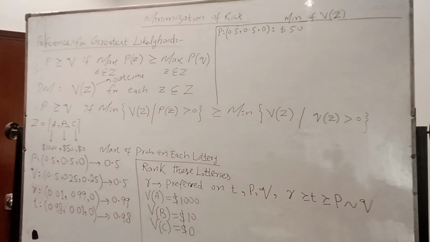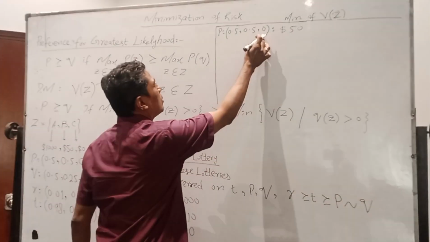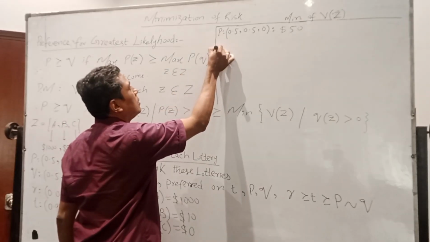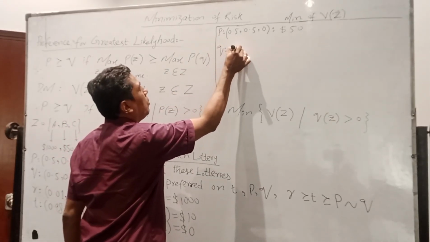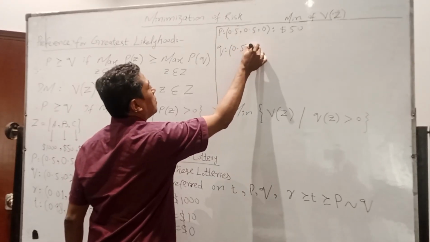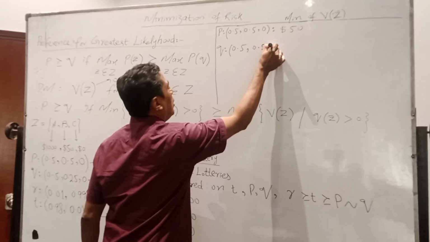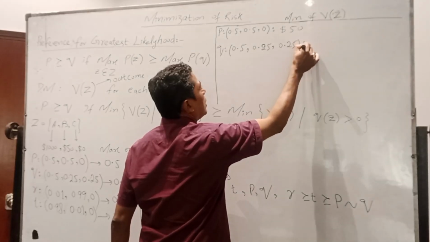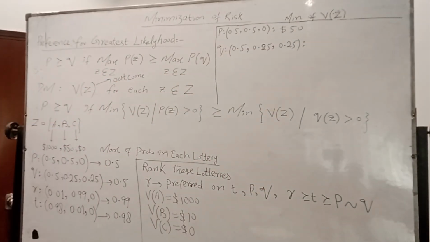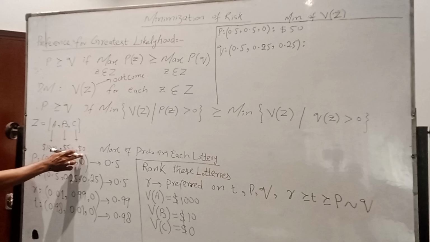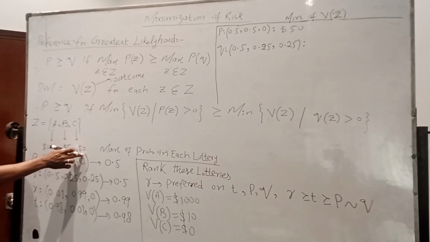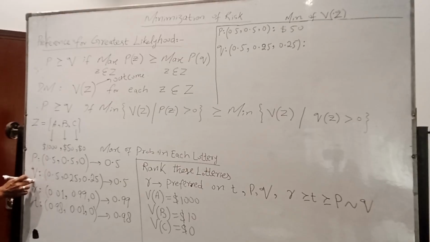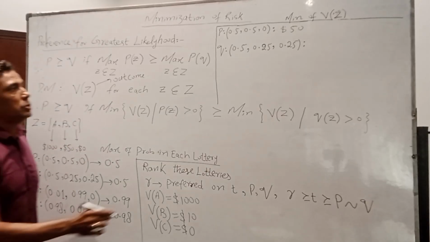Clear? And when you decide to play lottery Q, the min of this one, because you are not going to consider this one. We have discussed the min of Q, again 0.5, 0.25 and 0.25. So all outcomes are considered here. So what is the min of all outcomes here? It is $0. You have to compare the worst scenario. So the worst scenario in case of Q is $0.